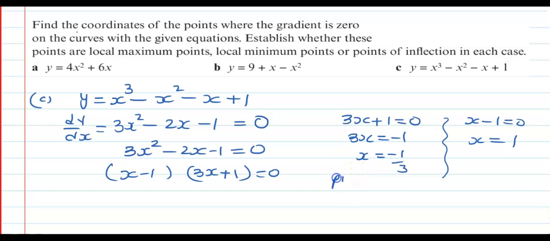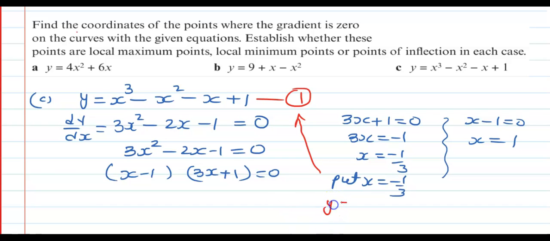Put x equal to minus 1 over 3 in this equation 1. If you put x equal to minus 1 over 3 in this equation, you will get the value of y. Okay. Is that fine? Yes? So let's find out.